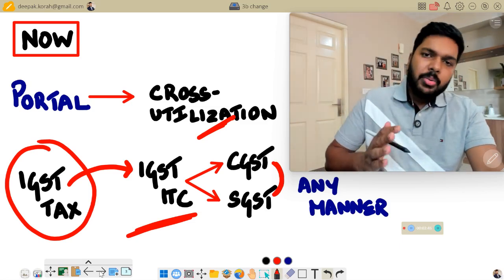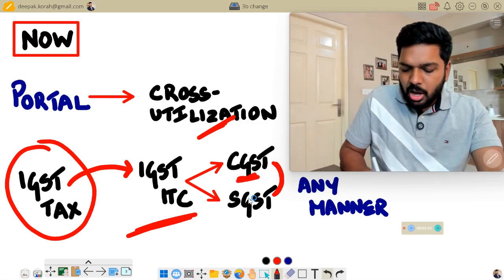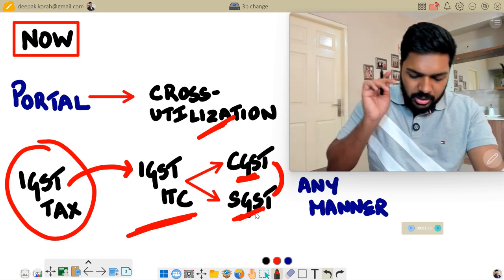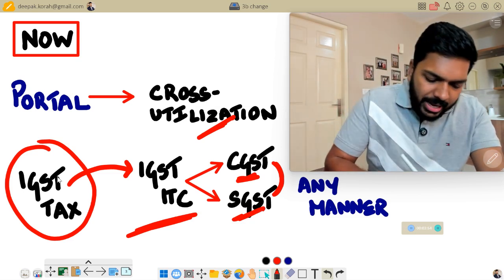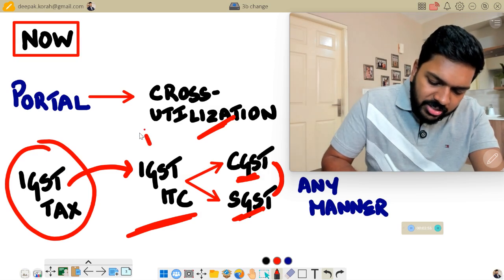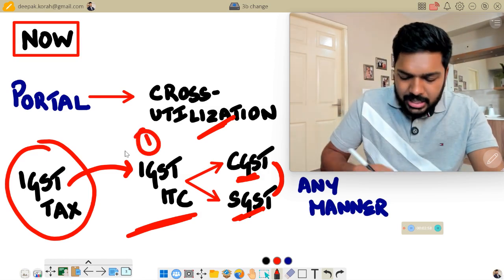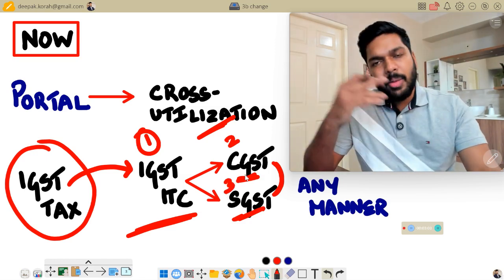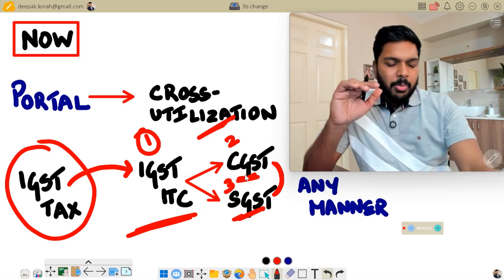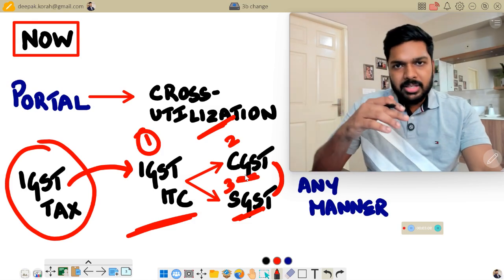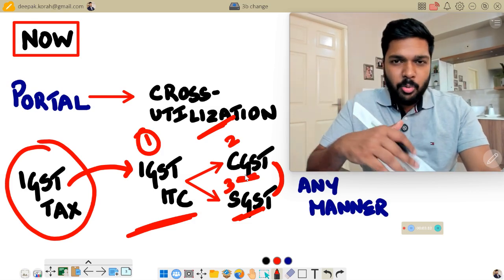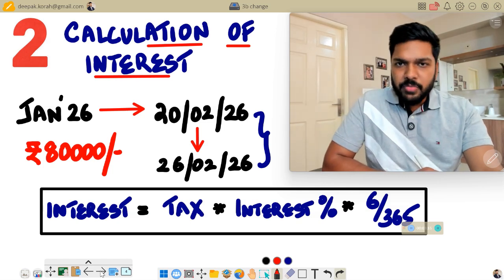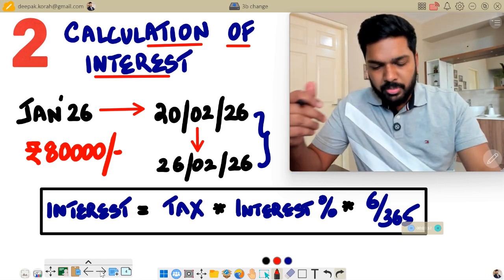The portal now allows utilization of CGST or SGST ITC against IGST tax in any manner. So the criteria number one stays as it is. Against IGST liability, you first utilize IGST ITC fully and then either SGST or CGST or CGST and SGST in whatever manner as you wish. So this will help a lot of taxpayers in utilizing credits lying on the GST portal for a very long time. The second change is with respect to the calculation of interest, which they've made more streamlined.